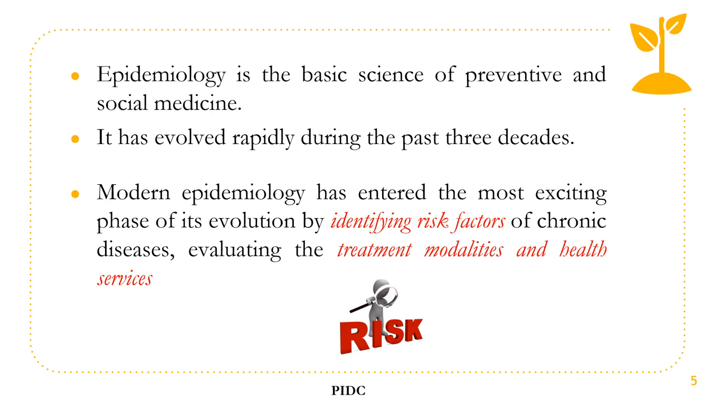I think you will know what risk factors are. For example, for dental caries, what will be the risk factor? Maybe consumption of sweets, improper brushing, or any debilitating diseases. So you have to identify the risk factors, then only you can give prevention or treatment. So this is the main aim of any epidemiology. So prevention is the main aim, but you have to find out or identify the risk factors.